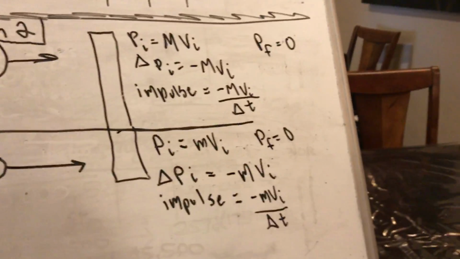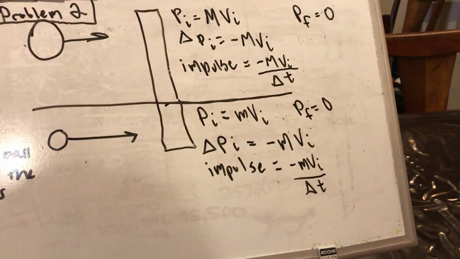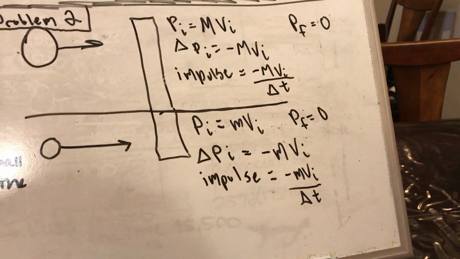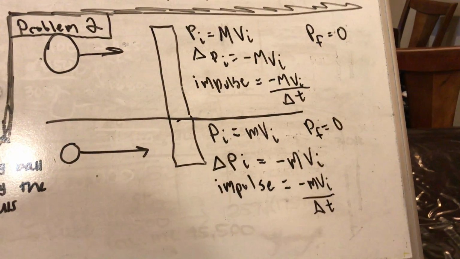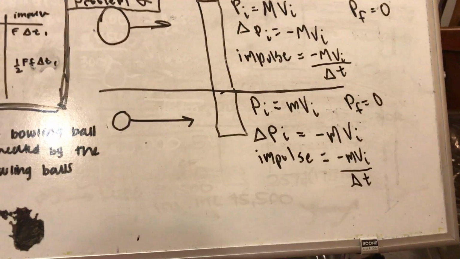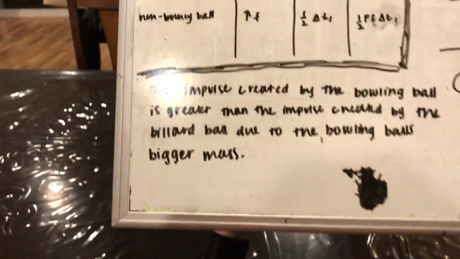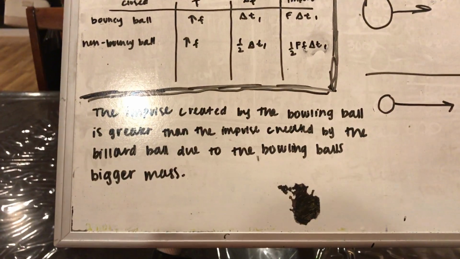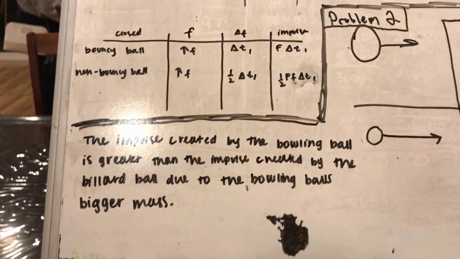Mass times velocity initial, final velocity is 0. The change in momentum is negative mvi. Same as above, impulse is negative mvi over delta t. However, it has a smaller m, smaller mass, meaning it has a smaller impulse and will make a smaller dent in the wall. So the impulse created by the bowling ball is greater than the impulse created by the billiard ball due to the bowling ball's bigger mass.